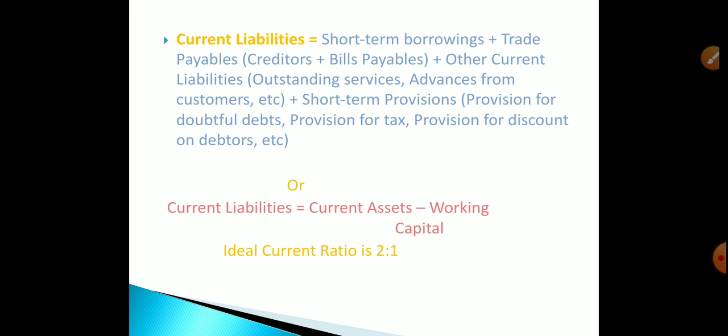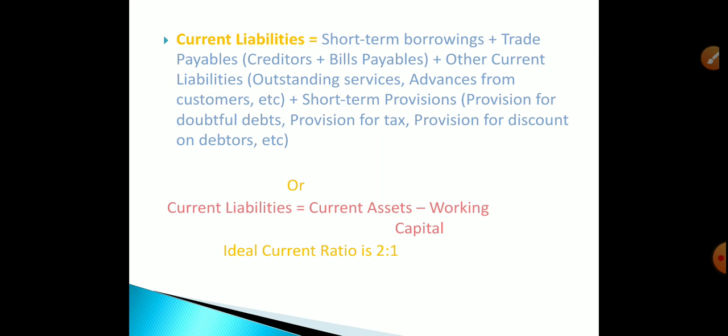Now moving on to current liabilities, which includes short-term borrowings. Now the borrowings or the loans which are taken for less than a year, plus trade payables which include creditors and bills payable, plus other current liabilities. Now other current liabilities include outstanding services, that is payment for outstanding services, advances taken from any customer where services have not been provided yet, and many more. Plus short-term provisions. Now short-term provisions include provision for doubtful debts, provision for tax, provision for discount on debtors.